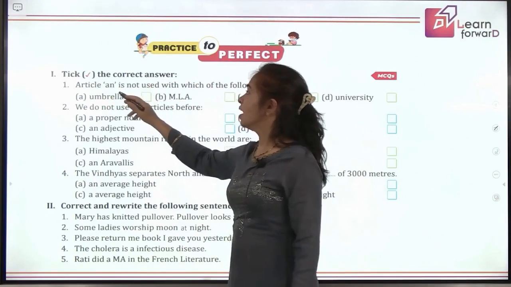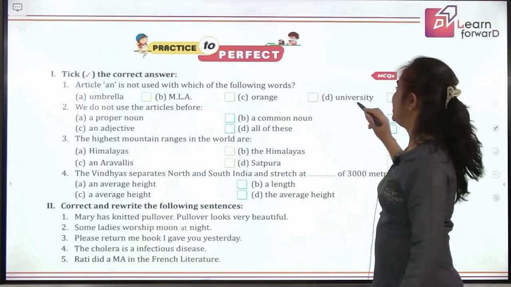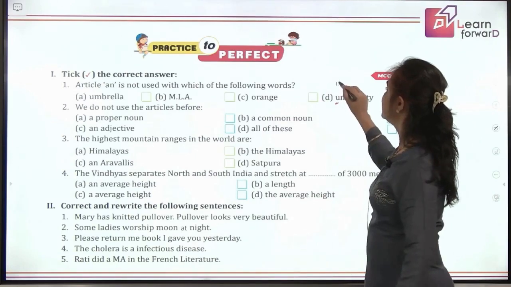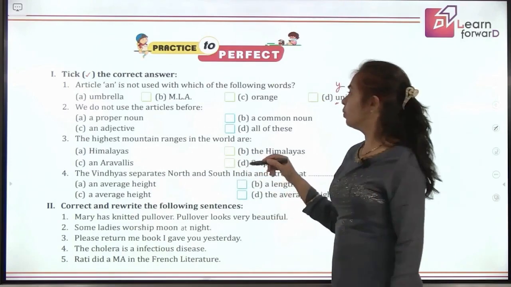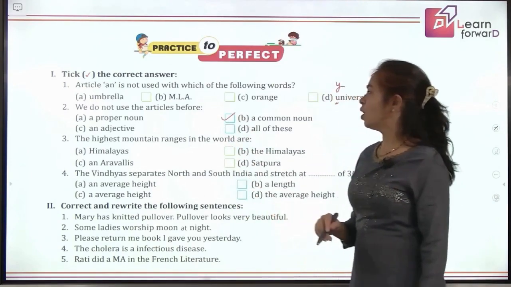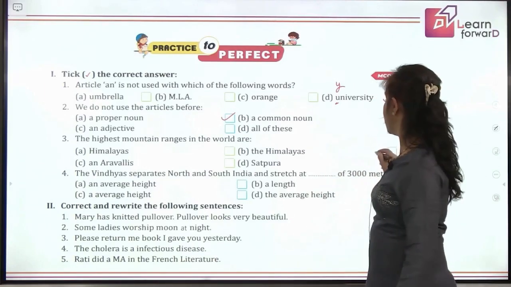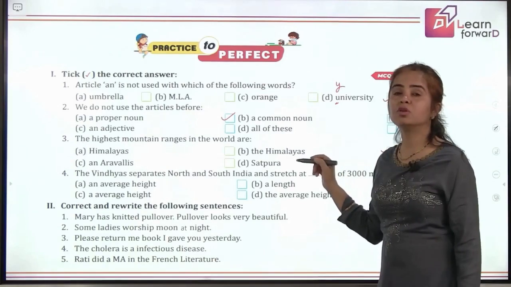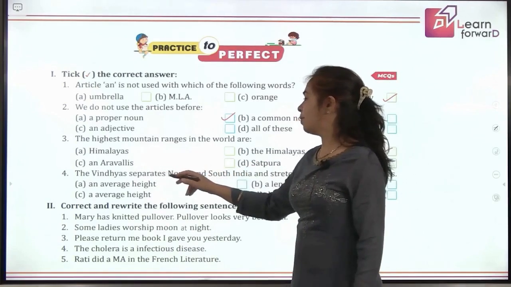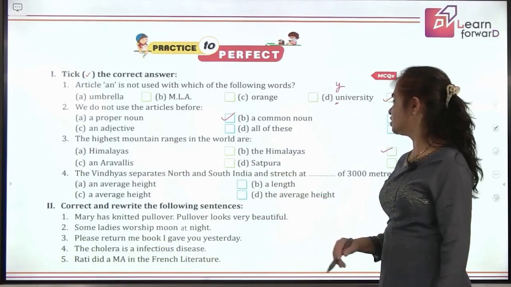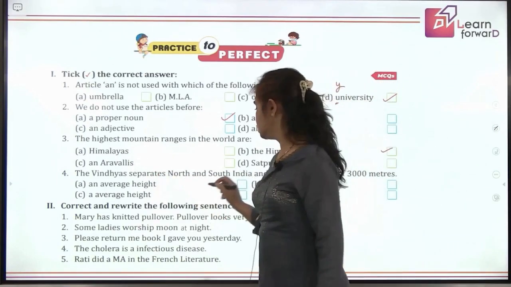Tick the correct answer. Article "an" is not used with which of the following words? Let's see. Yes, university, because the sound here is y, which is a y sound. Perfect. We do not use articles before a proper noun, yes. The highest mountain ranges in the world are the Himalayas. Yes, because we are talking about geographical things, we will be using the here. The Vindhyas separate North and South India and stretch at an average height of 3000 meters.